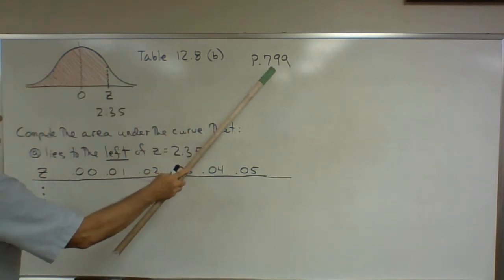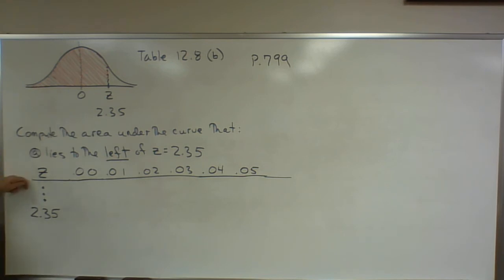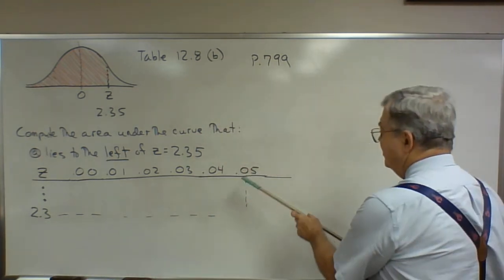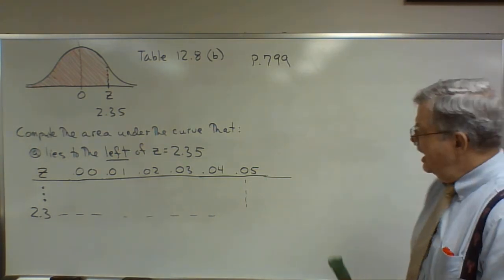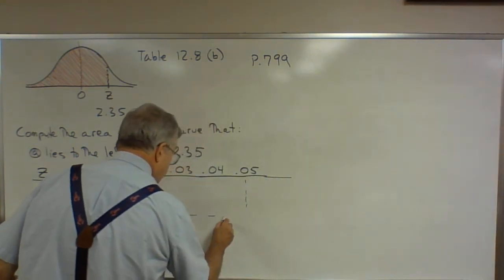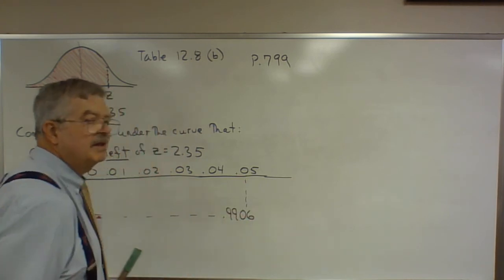And using the table on page 799, we go to the column headed by Z and go down until we hit the row that's headed by 2.3. And once we get to the row headed by 2.3, we go to the right until we hit the column headed by 0.05. That gives us 2.35. And I didn't look up the value. Oh my goodness. Hang on a minute. That should be 0.9906. Let me check.